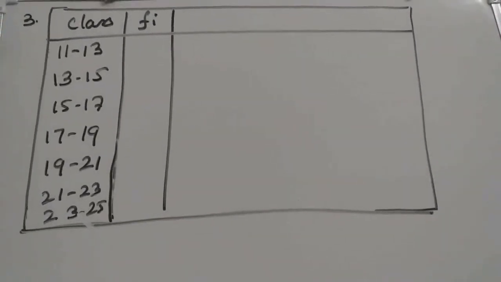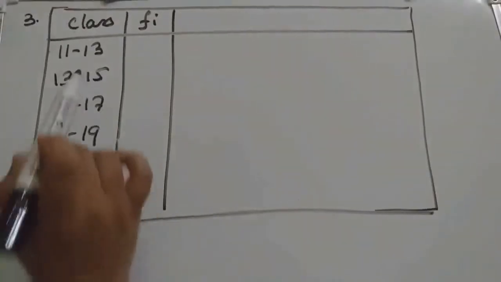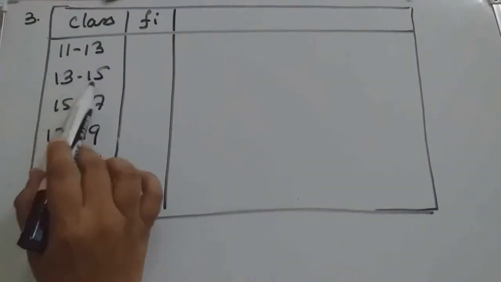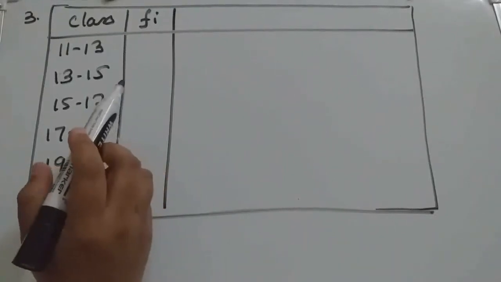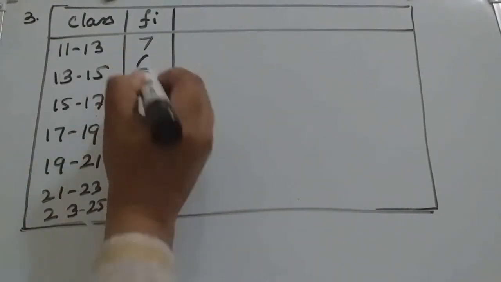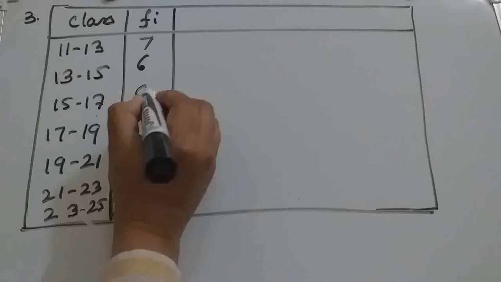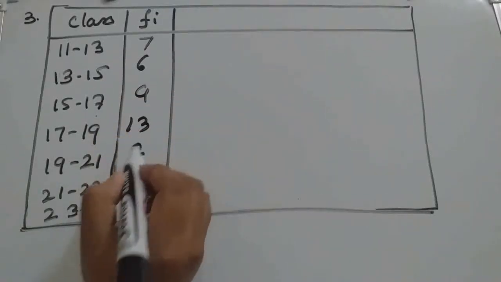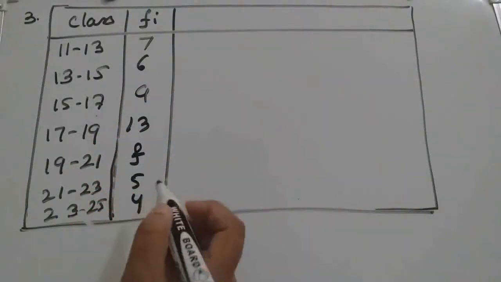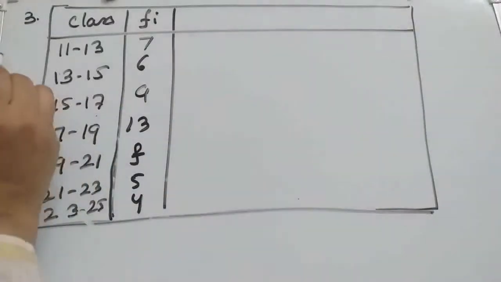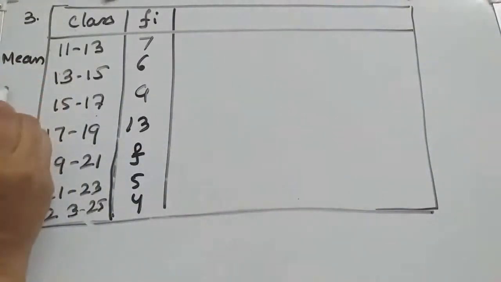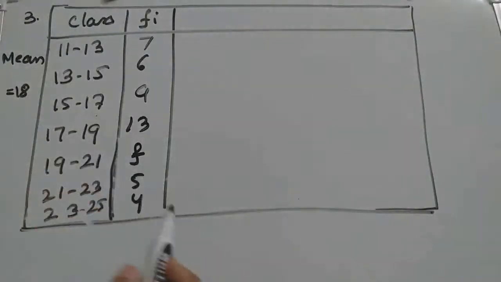See, in question number 3, classes are given to us: 11 to 13, 13 to 15, 15 to 17, and so on, and the fi are given as 7, 6, 9, 13, F, 5 and 4. And the mean is already given, which is equal to 18. So we should find the frequency F here.